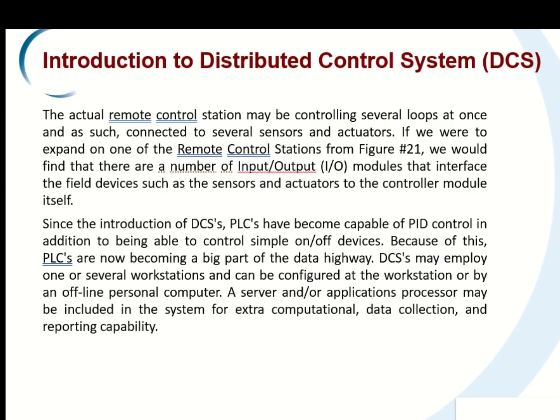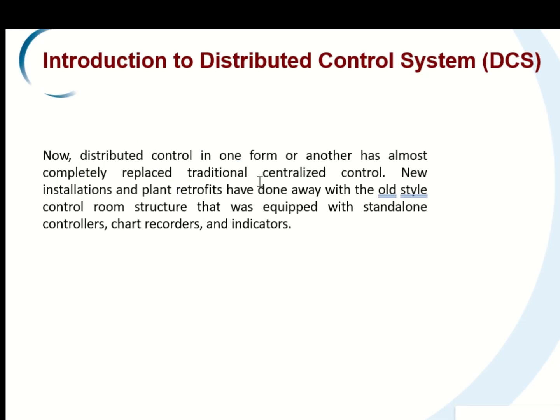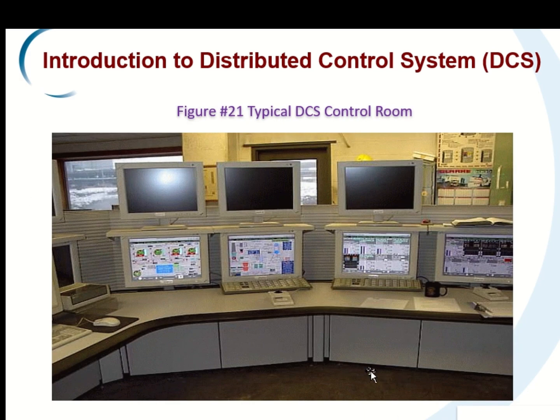We would find a number of input-output modules that interface the field devices such as sensors and actuators to the controller module itself. Okay. So now distributed control is one form, and it has almost completely replaced traditional centralized control rooms. New installations and plant retrofits have done away with the old style control room structure, which was equipped with standalone controllers, chart recorders, and indicators. So now this is more advanced, and look at the picture of how they look. Again, this picture is still old. Now the new plants have a much more sophisticated display system. Big screens are there, and touch screens I have seen in the DCS when I go to more modern plants, plus there is quick shifting of the screens as well. I have seen that.